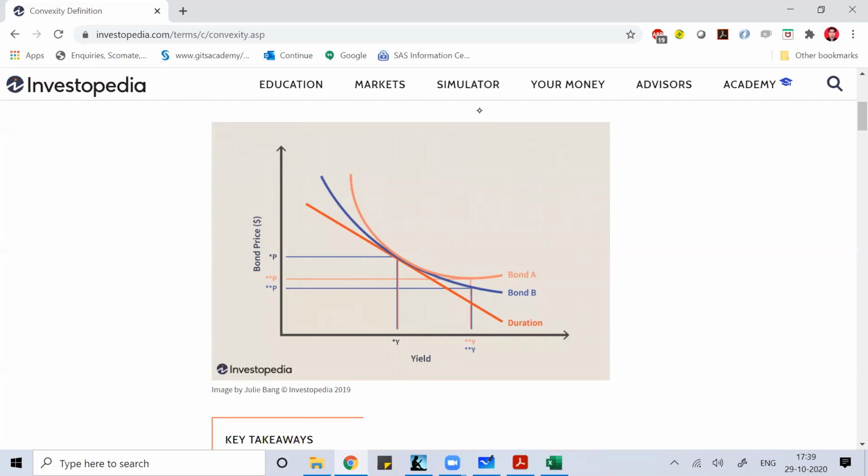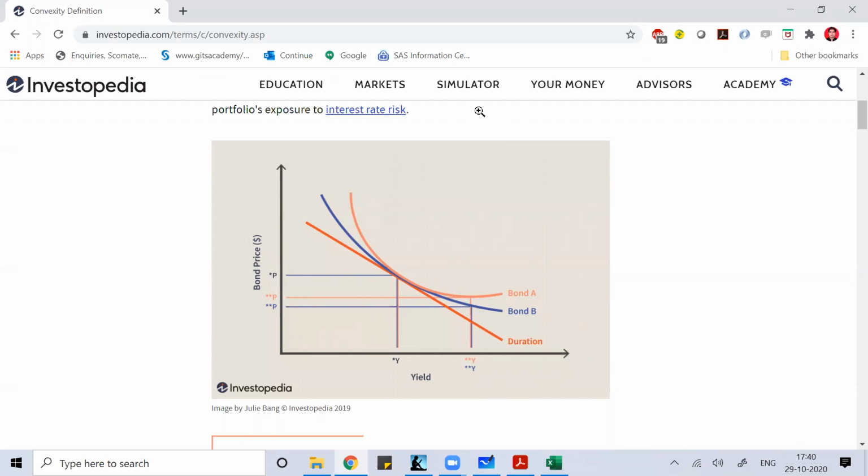When you have a straight line curve, it means that the same percentage change in YTM will bring the same percentage change in the price. But in reality, a small change in YTM will bring a small change in the price, but a large change in YTM does not bring a large change in the price of the debt instrument. So that is what convexity is all about.